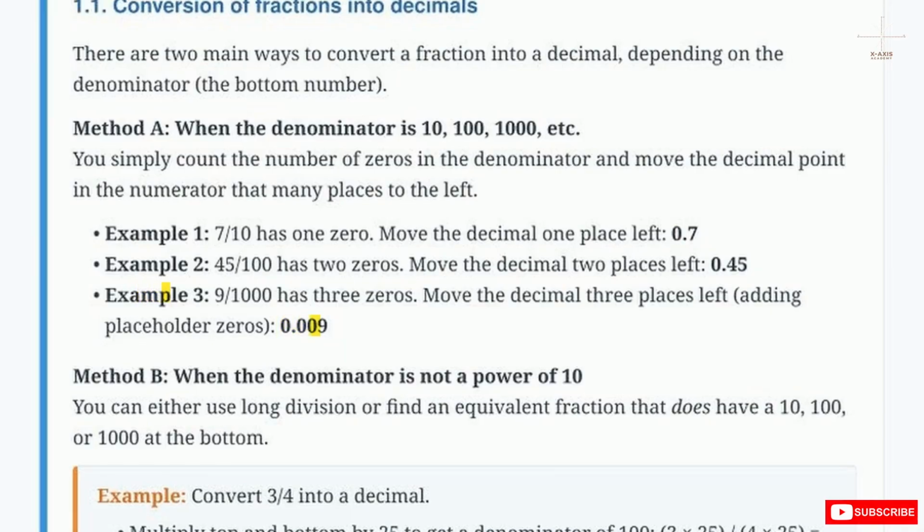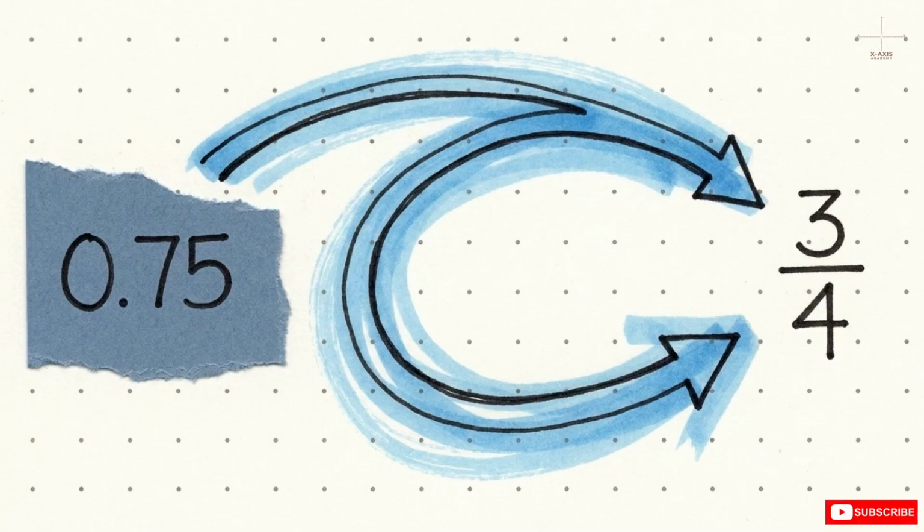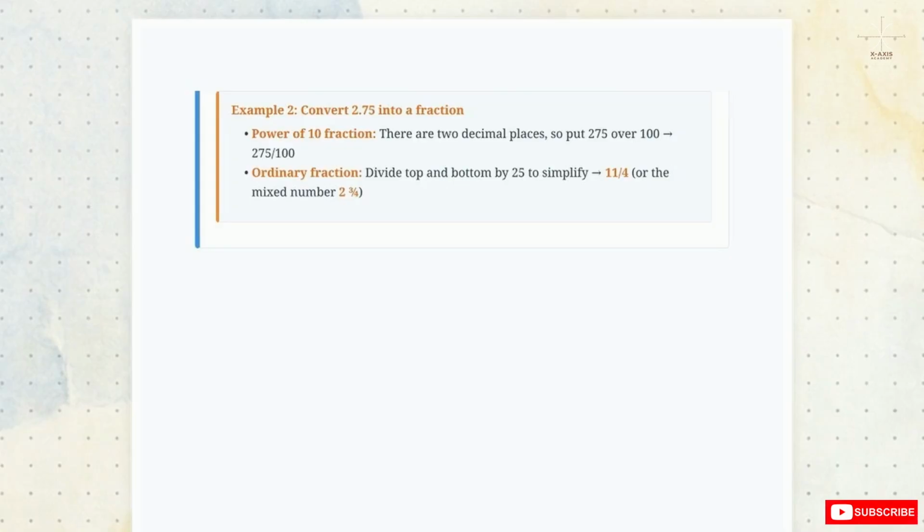0.009. Sometimes, a problem requires working in the other direction, turning a decimal back into an ordinary fraction. Here is the 3-step process for 2.75. Step 1. Write the digits without the point for your numerator, 275. Step 2. Place that over a 1 followed by zeros equaling the decimal places, giving 100. Step 3. Simplify to 11/4.